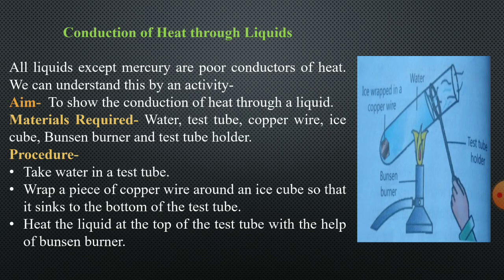So first, what do we have to do? First we have to take water. Then we will take a test tube, copper wire, an ice cube, a Bunsen burner, and a test tube holder. Okay. So first we will take water and fill it in the test tube.